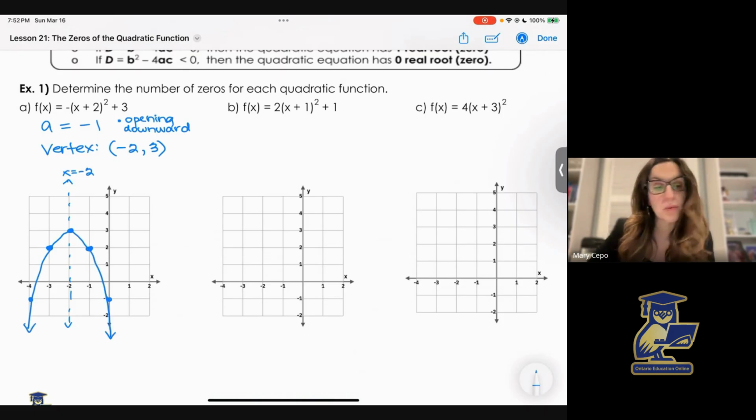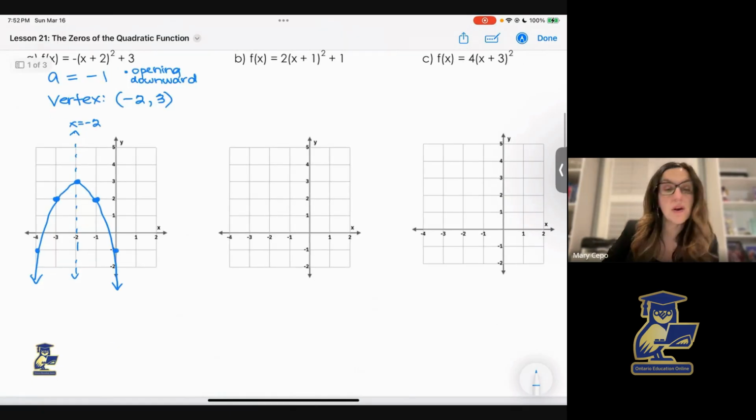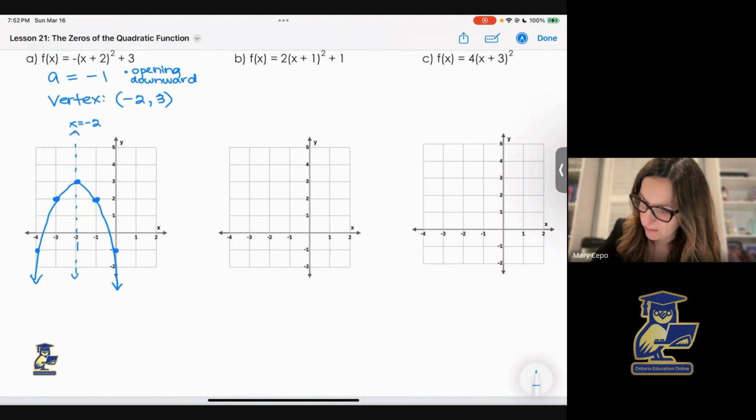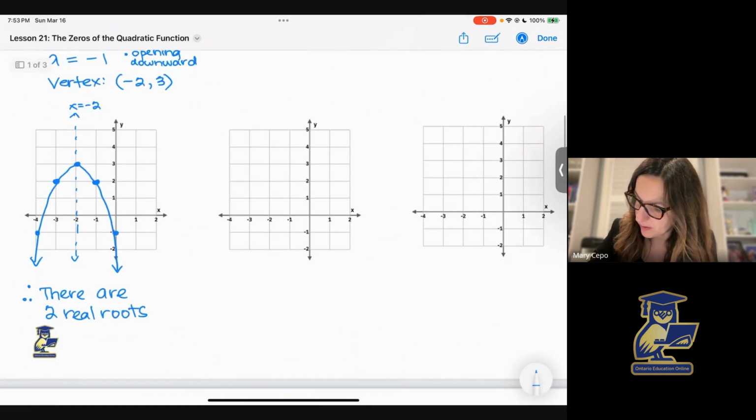Okay, so it doesn't ask us what the zeros are, but clearly we have the parabola crossing the x-axis at 2 points. So therefore, there are 2 real roots/zeros.